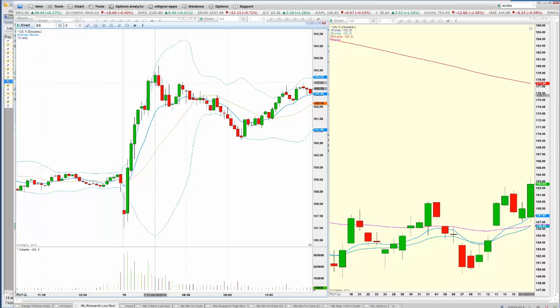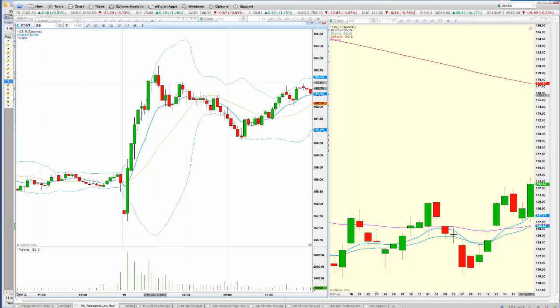Take the pressure off yourself of trying to be perfect and catch every penny. Get a chunk of the middle of these moves, and you will have plenty of money. Right? That's what you need to look for. Get a chunk of the middle of these moves. So here we have bearish engulfing.